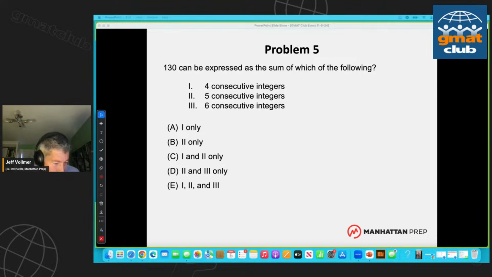But I'm getting answers mostly B and E here in chat. Which means you think you can do this with 5 consecutive integers, right? Everybody thinks that Roman numeral 2 works. And can we prove that? Can we prove how 5 consecutive integers could add up to 130? Which 5 consecutive integers are those, for example? Is there a way to do it without brute forcing it?